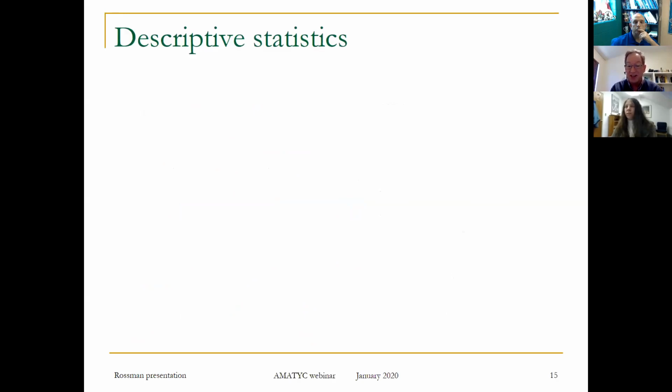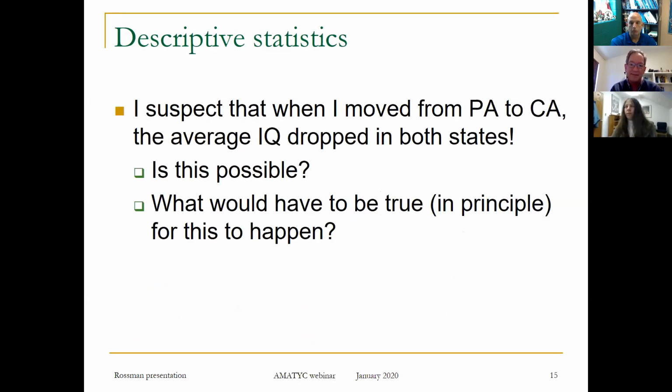Let me talk about descriptive statistics for the next several questions, and these are going to come pretty quickly because they deal with pretty basic things. First off, here's a joke I like to tell in class. I suspect that when I moved from Pennsylvania to California 19 years ago now, the average IQ dropped in both states. Apologies to anyone in Pennsylvania listening to this webinar.